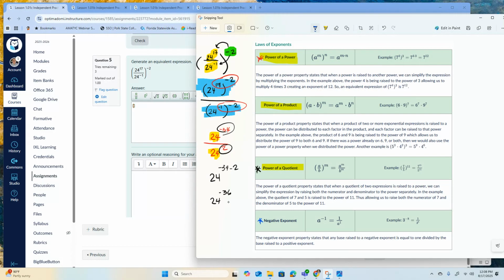And every time you have a negative exponent, you're going to do the reciprocal of the base. You're going to flip the base. Remember, 24 is like it's over 1. If you flip it, it becomes 1 over 24. And take the exponent, give it back to the 24, but positive. And this answer I have here is an equivalent expression to what you saw in question number 5.